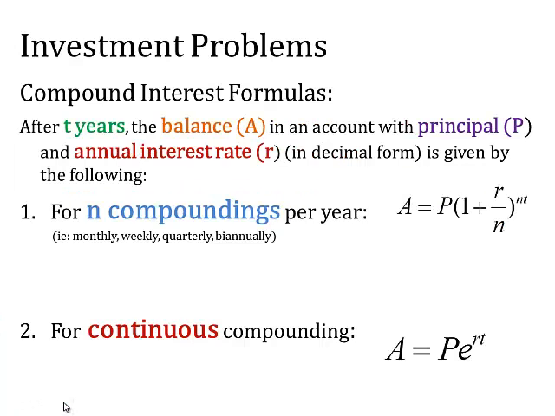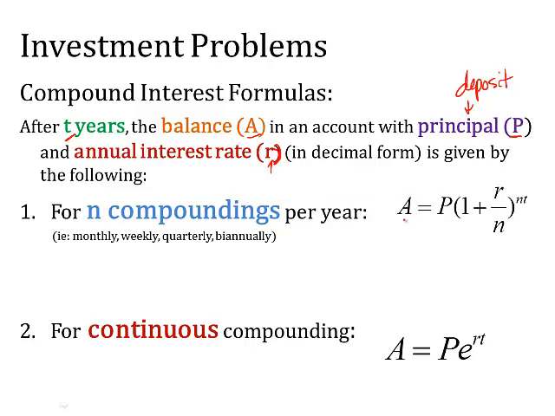There you go. So as we look into these, there are two compound interest formulas. After t number of years, the balance, which is represented as A, in an account with a principal of P. P is the amount you deposited, the opening amount you put in the account, and an annual interest rate of r, that's important too, and it will be in decimal form, is given by the following. So all these variables: t, A, P, r, for n compoundings per year. I'll explain that in a second.